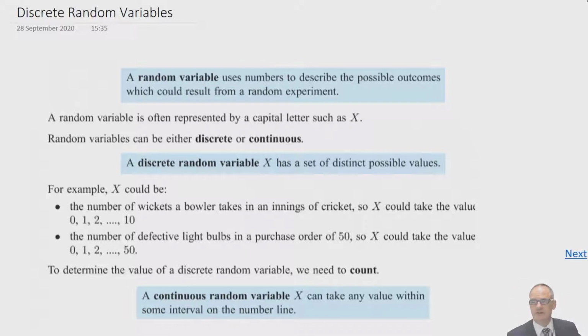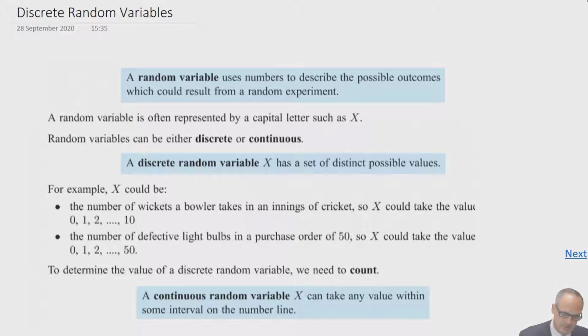Now, a discrete random variable means it can have distinct values, such as, in this case, the wickets a bowler takes or the number of defective light bulbs, as opposed to a continuous random variable, which is something you can measure. So this, the length of a race in 100 meters, so 10.6 seconds. You can plot it anywhere on a number line.